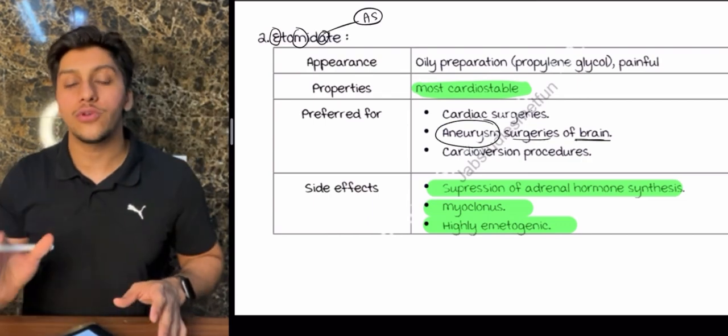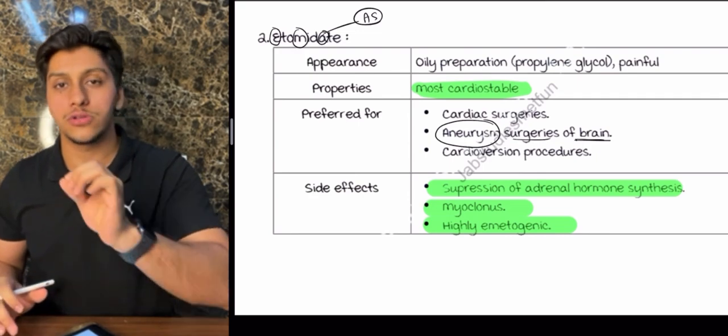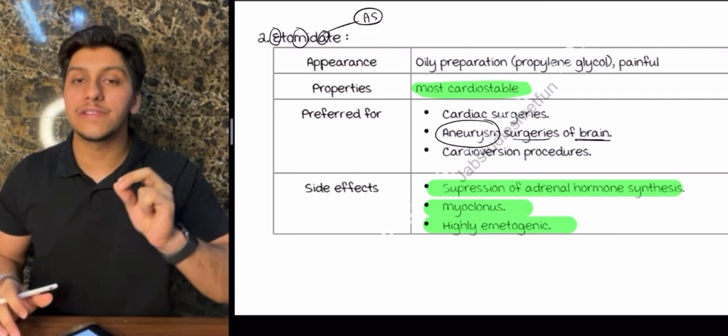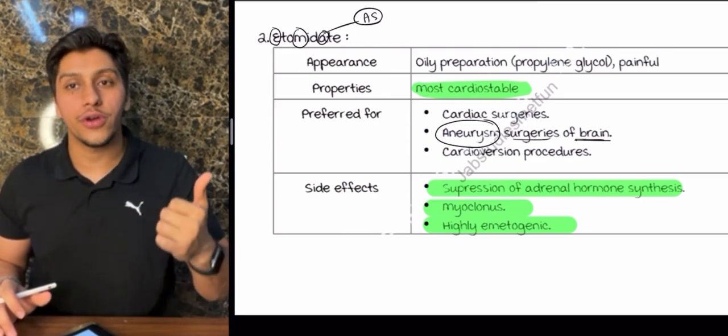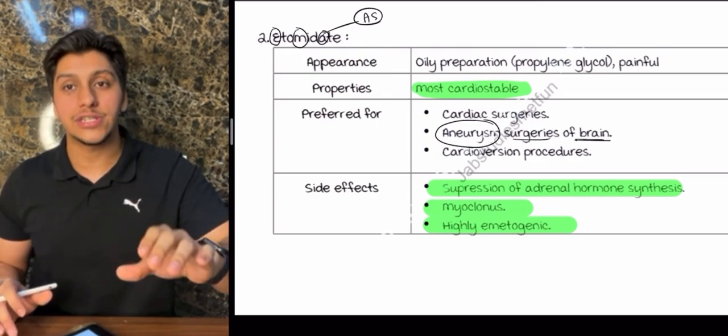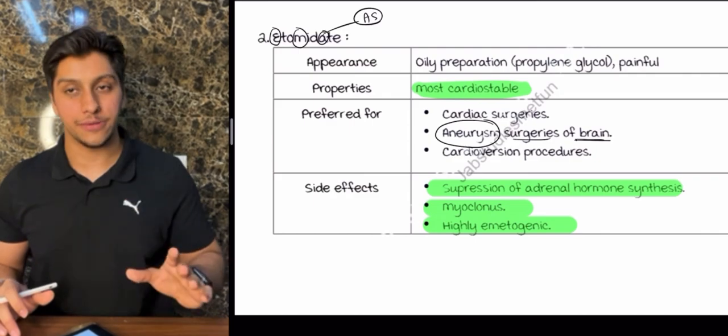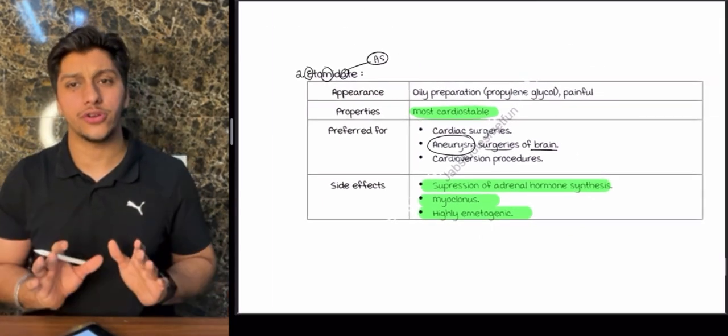Now normally if you have a surgery of the brain, you're going to give thiopentone sodium. But if it is an aneurysmal surgery, you are going to prefer etomidate. What are the side effects which we already taught? E for emetic, M for myoclonic seizures, and A for adrenal suppression. This much you need to know about etomidate.